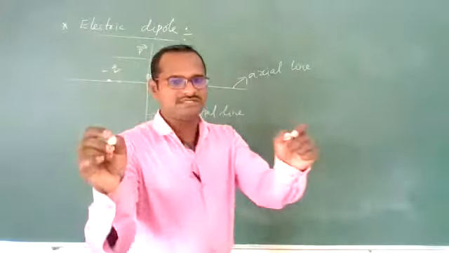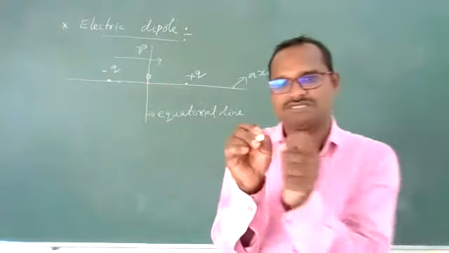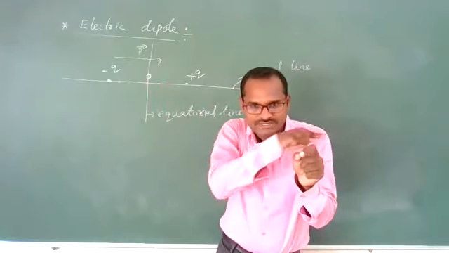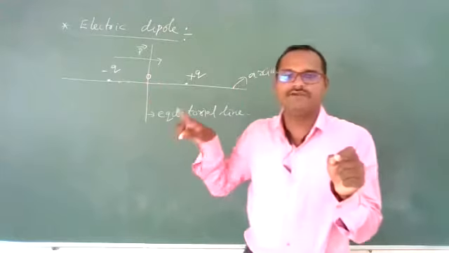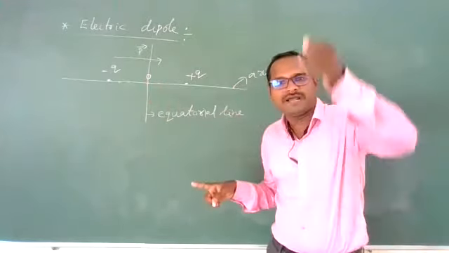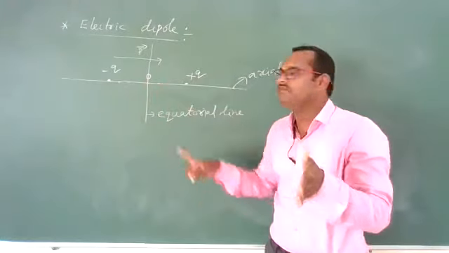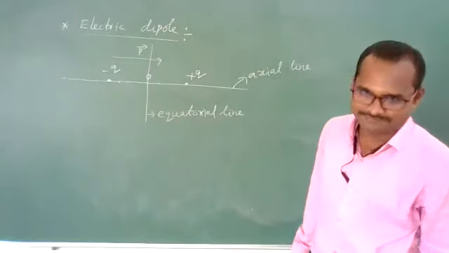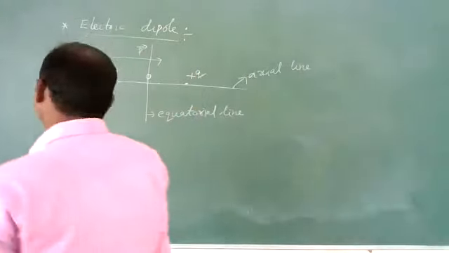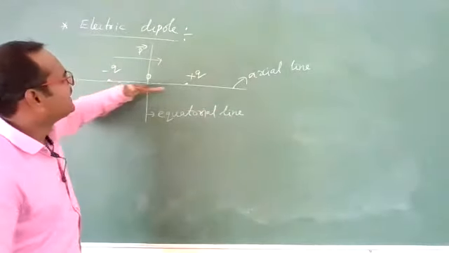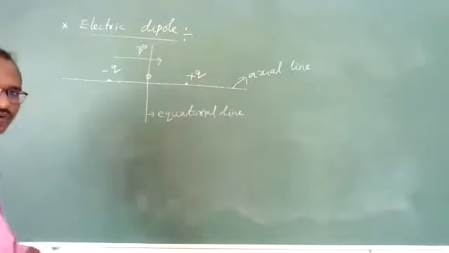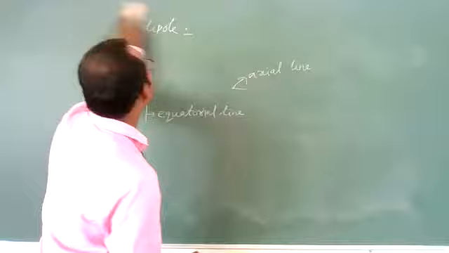When two equal and opposite charges are separated by some distance, they form a dipole with a dipole moment. Along the line joining their centers, the line is called the axial line. A line perpendicular to the axial line and passing through the center of the dipole is called the equatorial line. Clear? Now we need to find the electric field along the axial line of a dipole. Let us find this value. Now we are going to find the electric field due to a dipole along its axial line.